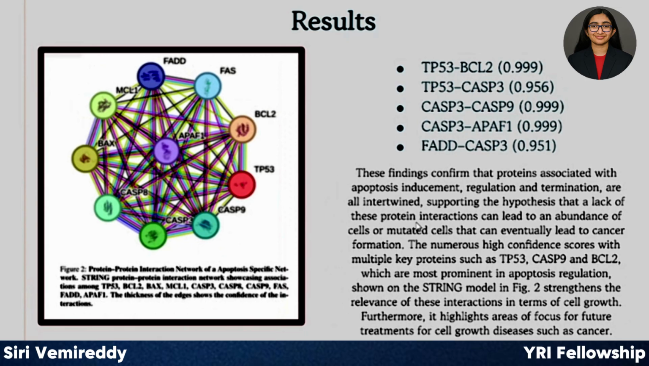The numerous high confidence scores with multiple key proteins such as TP53, CASP9, and BCL2, which are the most prominent in apoptosis regulation functions, shown on the STRING model in Figure 2, help strengthen the relevance of these interactions in terms of cell growth. Furthermore, it also highlights areas of focus for future treatments for cell growth diseases such as cancer, as we can target these apoptosis-specific pathways to help control the irregular cell growth.